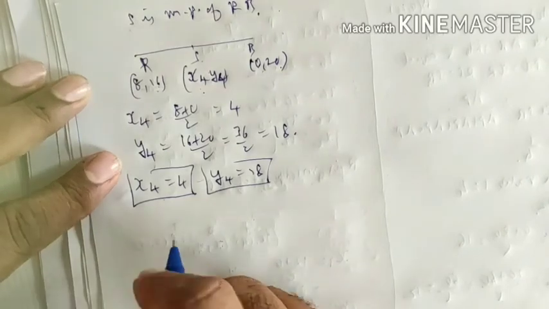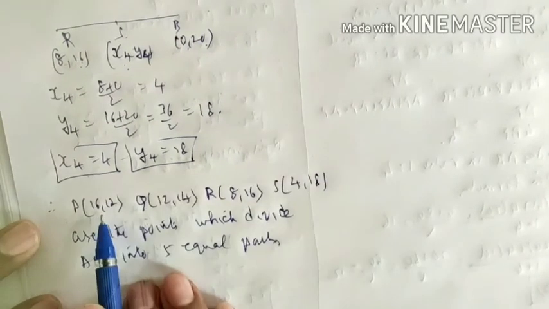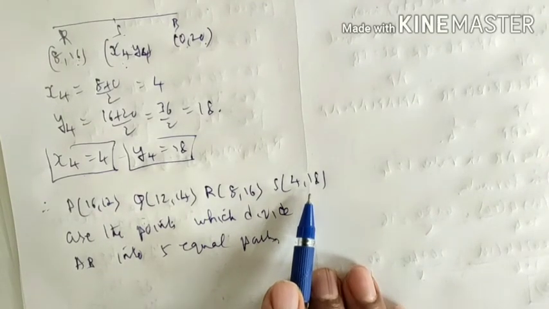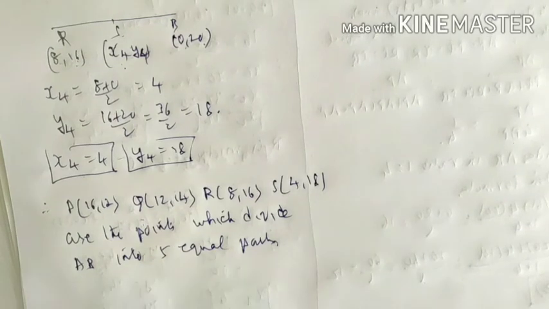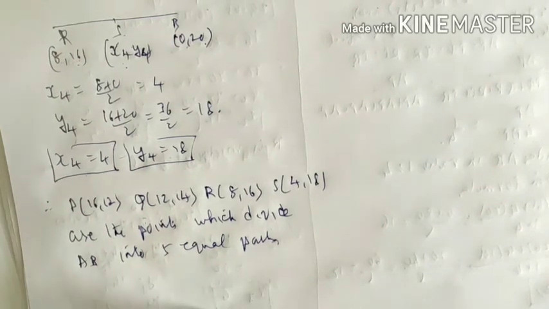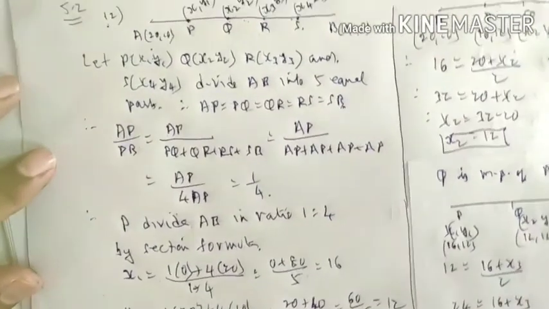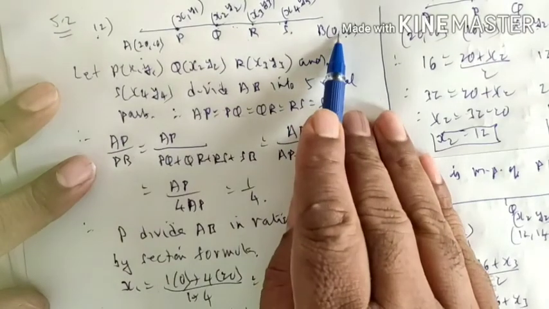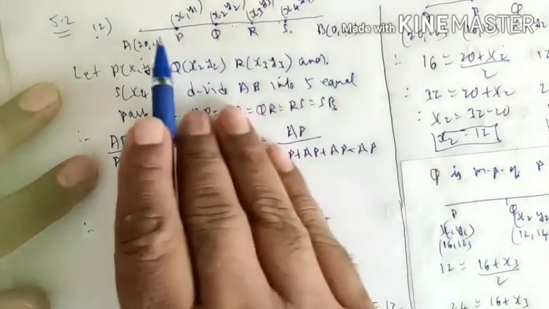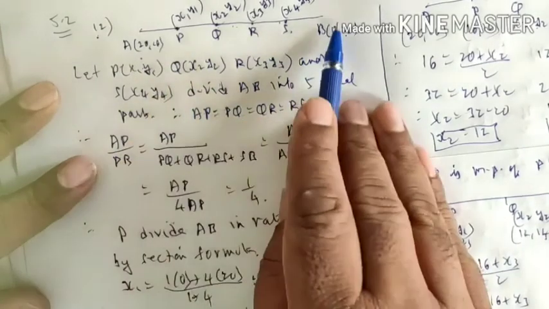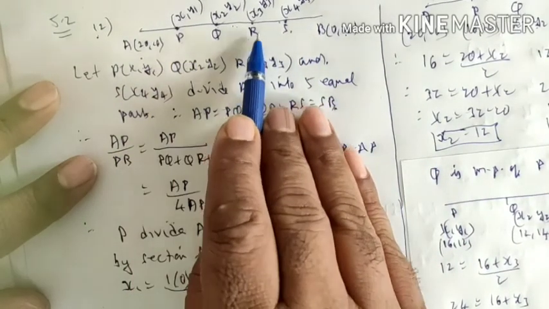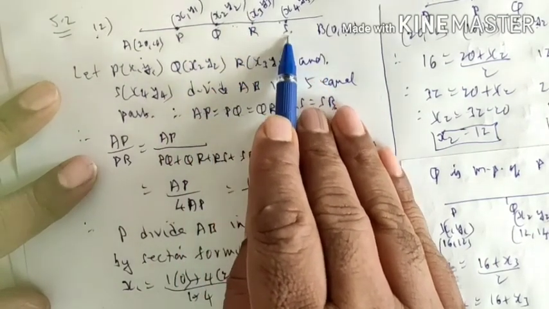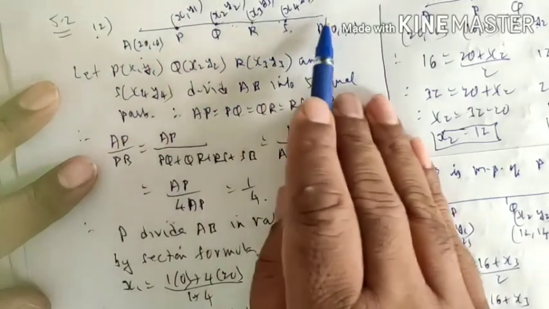So we got the 4 points. P, Q, R, S: 16, 12; 12, 14; 8, 16; 4, 18. These are the coordinates of the points which divide AB into 5 equal parts. See, once again I am explaining. AB is given, A is 20, 10, B is given 0, 20. Our question is to find the points which divide this AB into 5 equal parts. We have taken the points as P, Q, R, S. P x1, y1, Q x2, y2, R x3, y3 and S x4, y4. These are the 4 points we have taken.